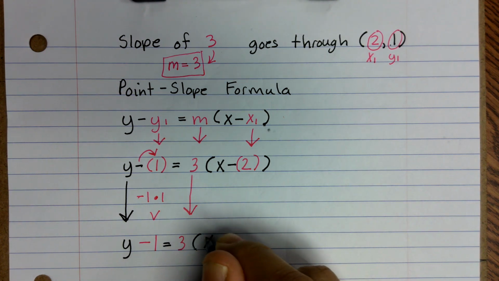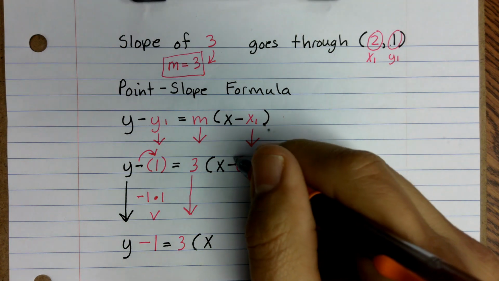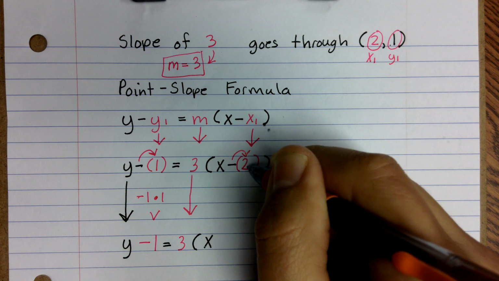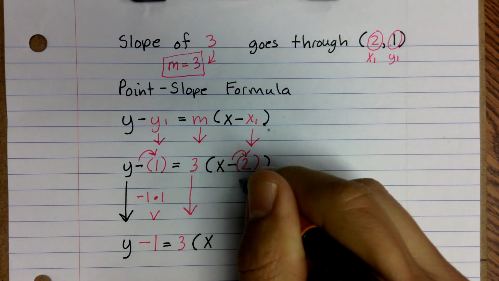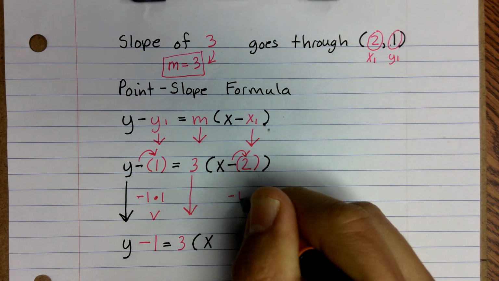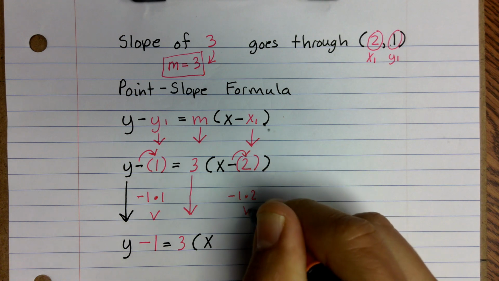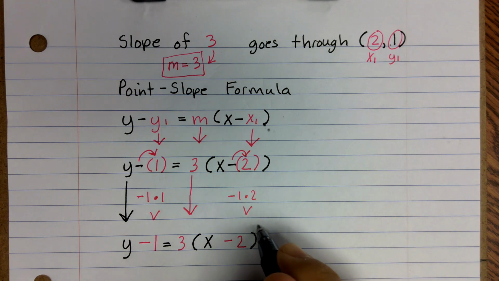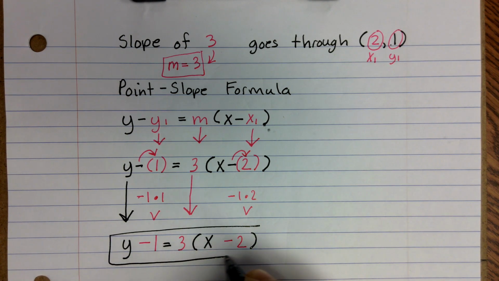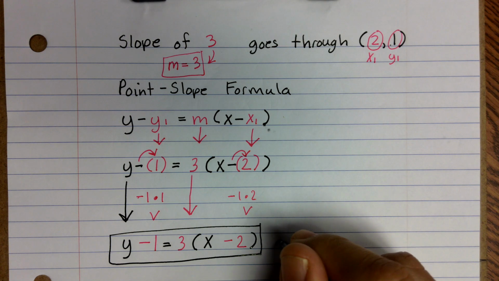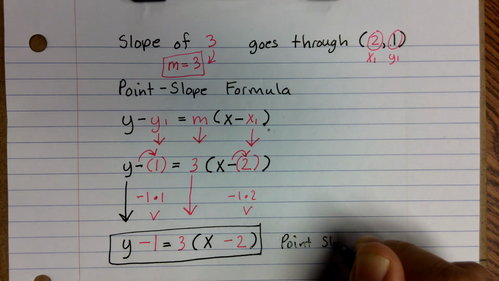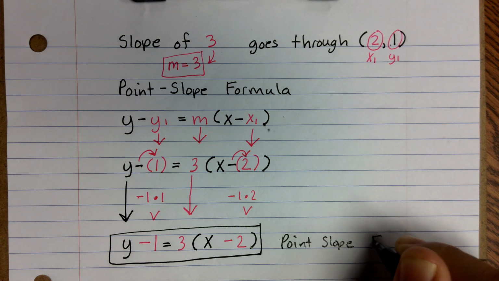And then I have parenthesis x. And in this case, we're taking this negative sign and distributing it to the positive 2, which simply makes it negative 1 times positive 2. And that's just going to make it minus 2, or negative 2. And close parenthesis. And then this is your answer right here. This is what we call point slope form.